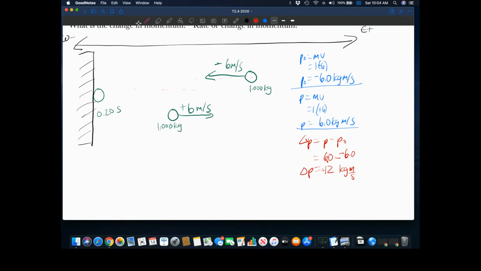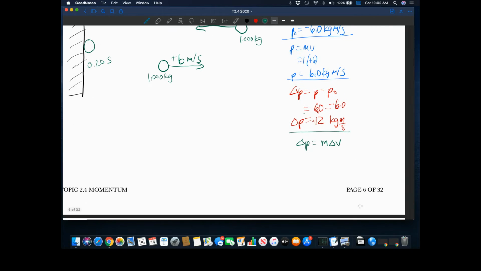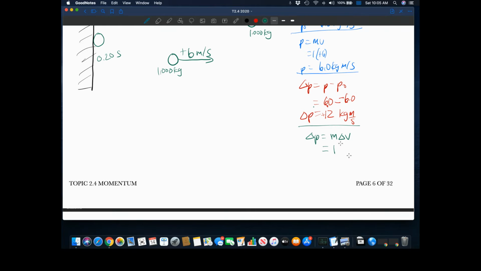Now we could have done this a little differently. We could have started out with our formula delta p equals m delta v, and then we have 1, and the change in velocity, let's see, it ended at 6 minus a negative 6. Oh, so that is 1 times 12, or 12 kilogram meters per second. And we want to double check, since the change in momentum is a vector quantity, that we check the direction to see that it is indeed plus 12. So there's two different routes we could take to determine that change in momentum.